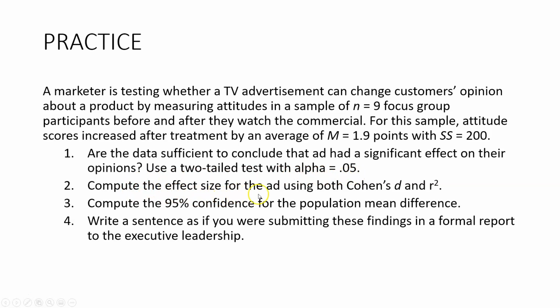Then compute the effect size for the ad using both Cohen's d and r squared, and compute the confidence interval for the population mean difference, and then write a sentence as if you were submitting these findings in a formal report to the executive leadership of the company. Use the same APA format that we've been talking about before. Pause your video, work through it, and then I'll show you the answers.